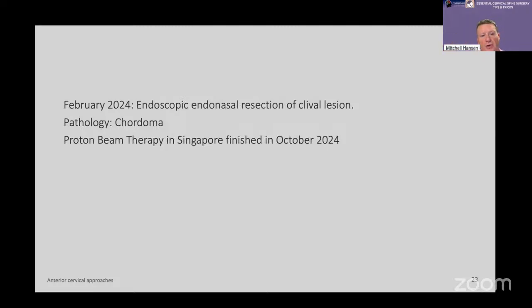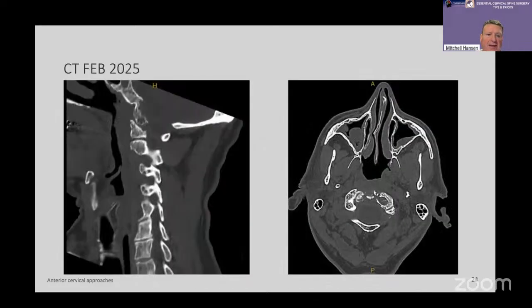He then went on to have proton beam therapy in Singapore, which, for people not in Australia, we don't have a proton beam in Australia yet. And he finished that treatment in October 2024. A CT scan that I had done last month demonstrated that he's had no progression of his chordoma yet.